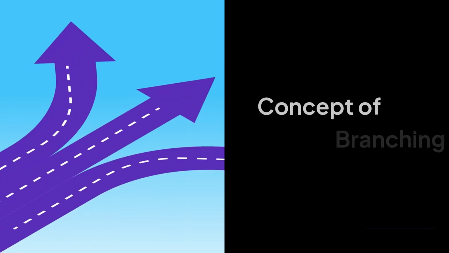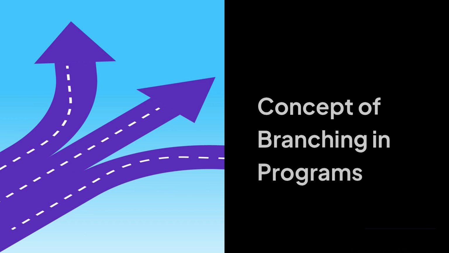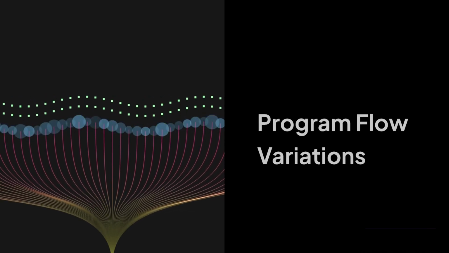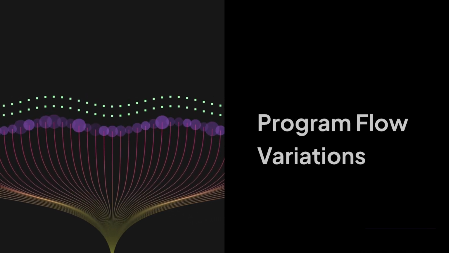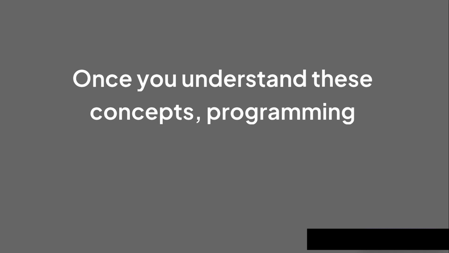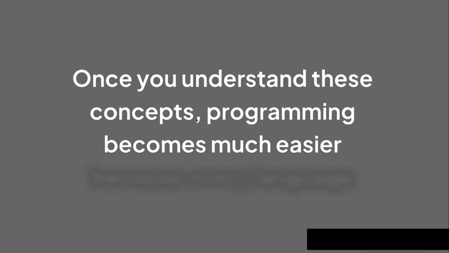Finally, branching is the idea that a program can follow different paths depending on conditions. Instead of one straight flow, the program can take different directions based on what is true or false. Once you understand these concepts, programming becomes much easier because every language uses these same ideas.